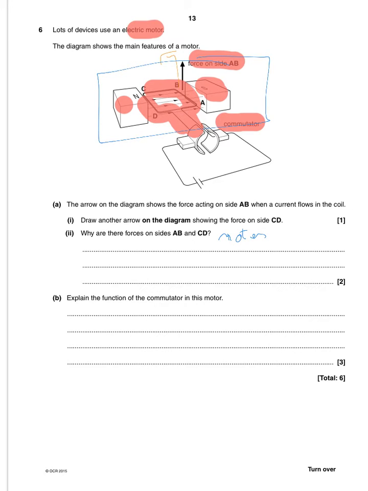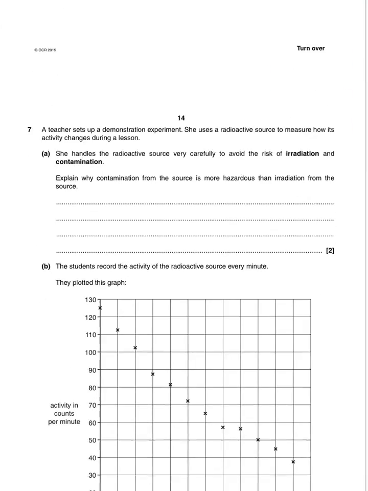And then a very hard one: explain the function of the commutator in this motor. Okay, so what you've got to do is try and explain why this is here. And with this one, it's 3 marks. Probably each point is going to be a separate mark. So you want 3 reasons essentially. Tough question, that last bit.